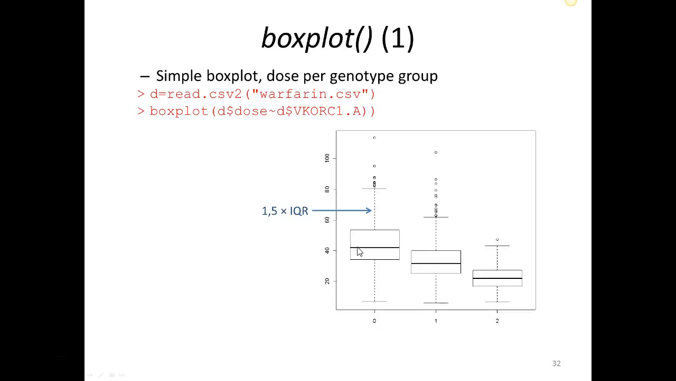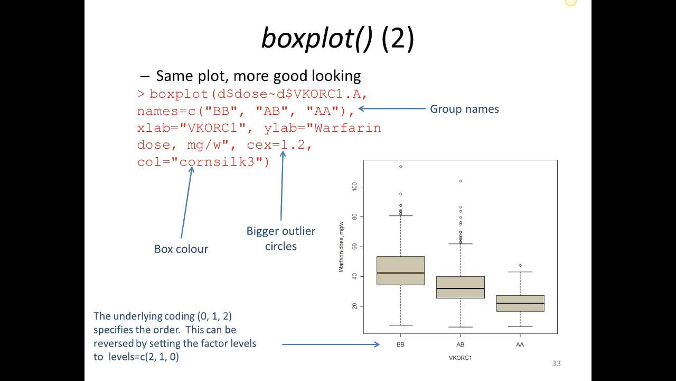And here is the median warfarin dose, the interquartile range, and these whiskers, they show the range up to 1.5 times the interquartile range. And then all subjects outside that range will be marked as outliers, as you can see here. If you want to make the plot a little bit better looking, you could add some arguments.